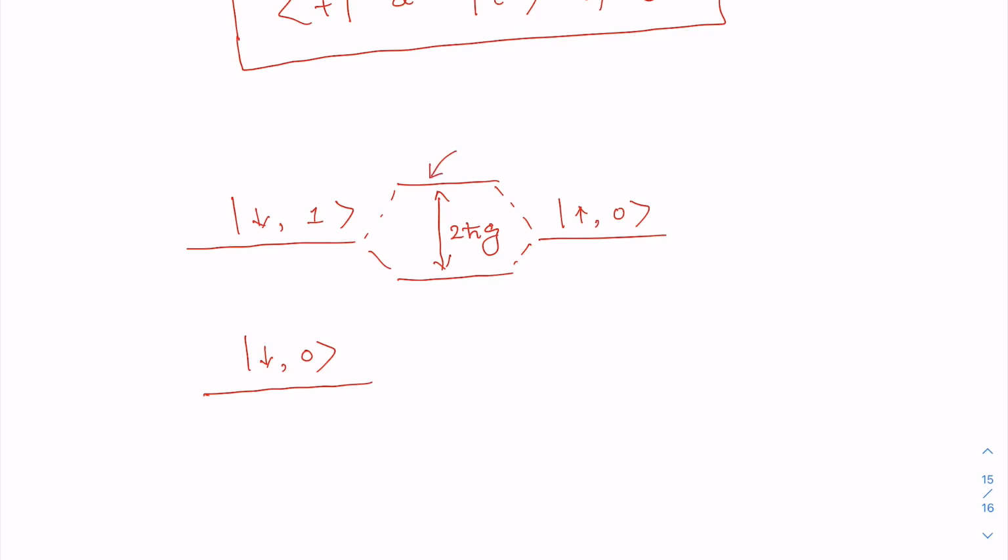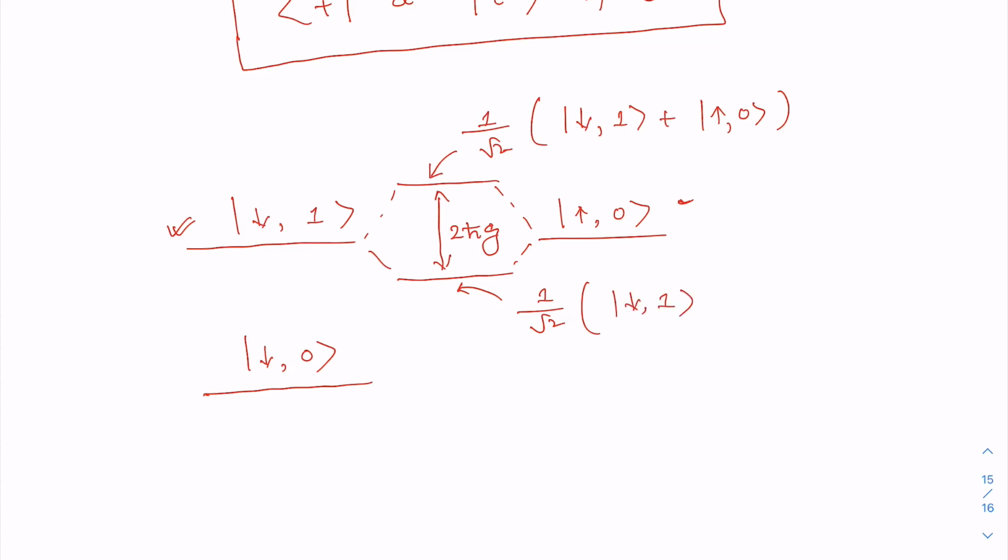This particular energy state is simply a symmetric superposition of these two states. On the other hand, this particular state is an antisymmetric superposition of the atom in the ground state with one photon in the field mode, and the atom in the excited state with no photon in the field mode. This is what we have.